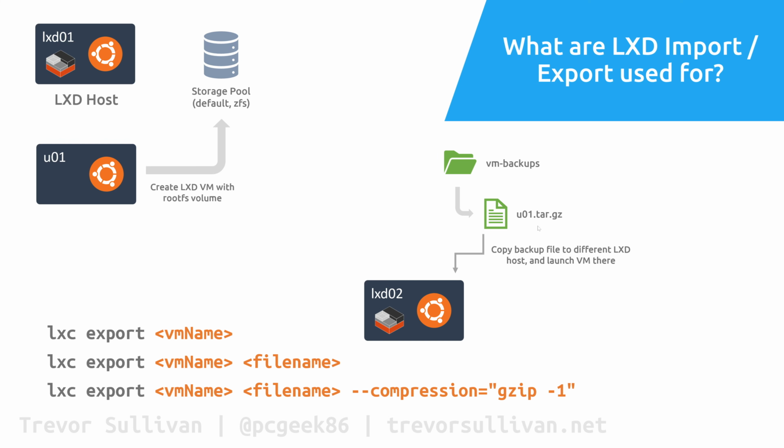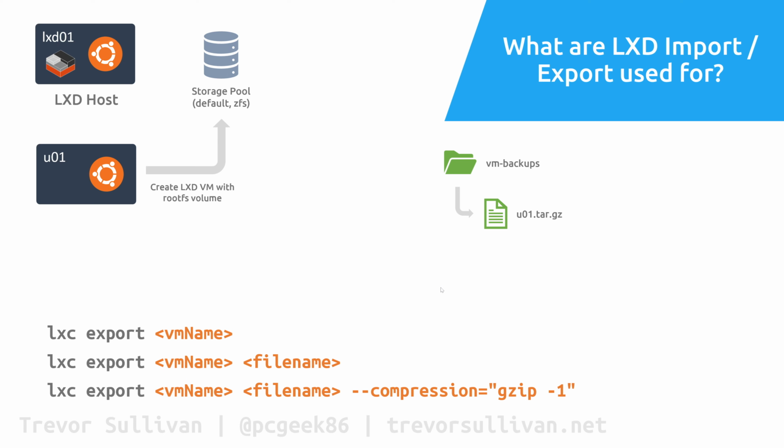We could simply copy that tar gzip file over to the other host and then create new virtual machines from the backup that we took of a virtual machine on the LXD 01 host. So that's one option, to copy between different hosts, but another really cool option that we have is to move virtual machines to different storage pools.